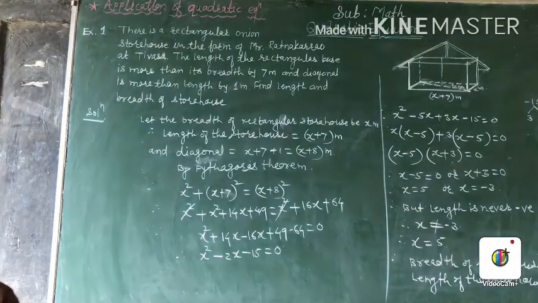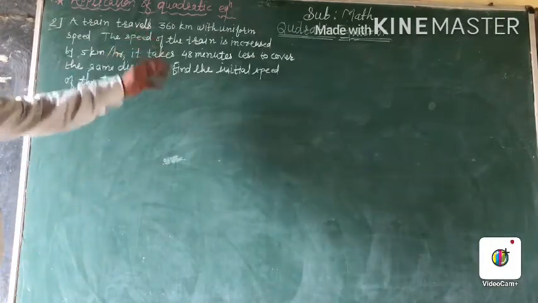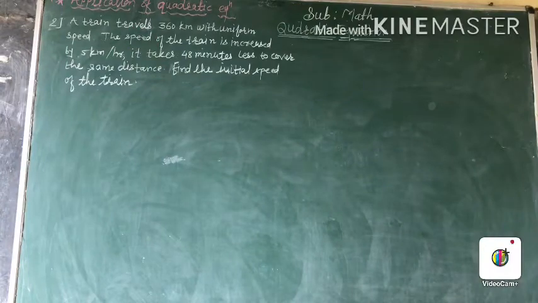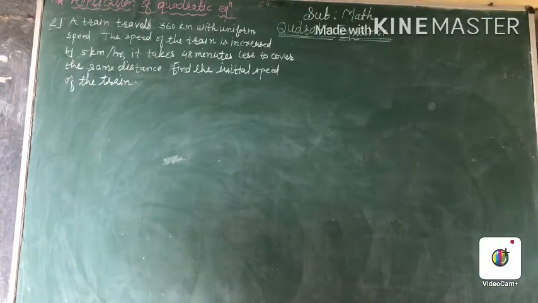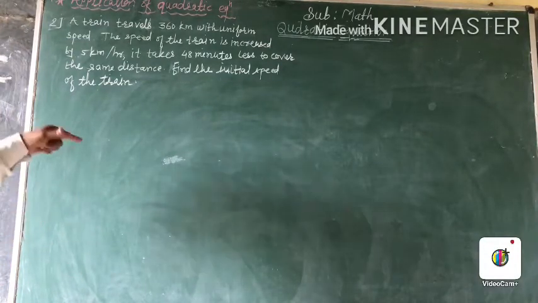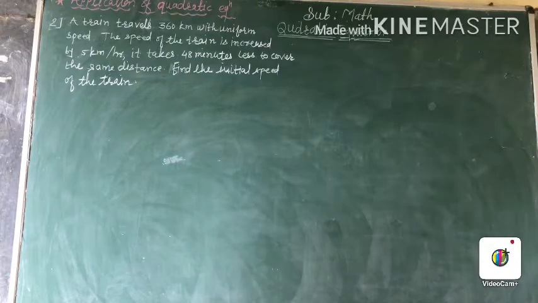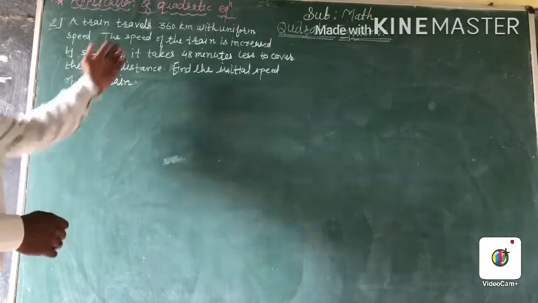We'll see the next problem. In the second example, a train travels 360 km with uniform speed. The speed of the train is increased by 5 km per hour. It takes 48 minutes less to cover the same distance. Find the initial speed of the train. What is given here? The traveling distance is 360 km.